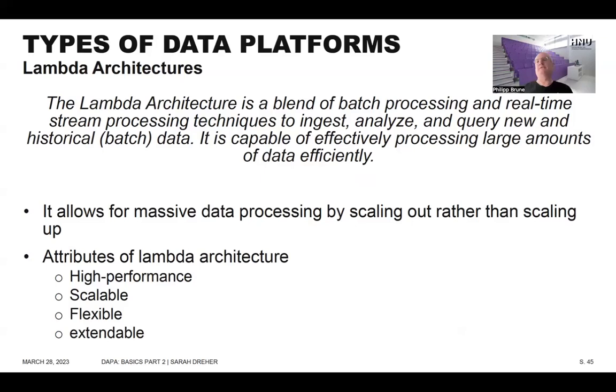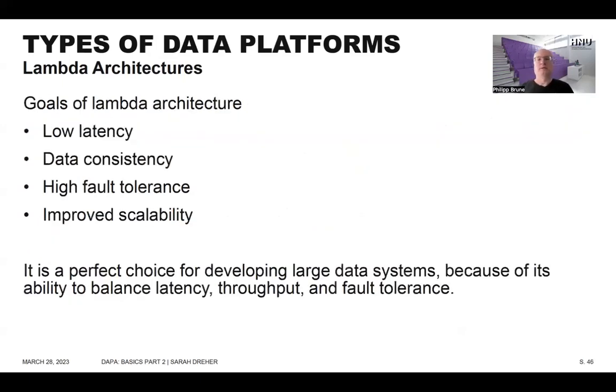And it implements, as we learned, the different tasks that a data processing platform should fulfill. So you have ingestion, analysis, and memory, or keeping the data. And the Lambda architecture tries to combine the advantages of both paradigms, stream versus batch, and also to avoid the downside. No? So the Lambda architecture is the perfect choice for developing large data systems, because it can balance the different properties.